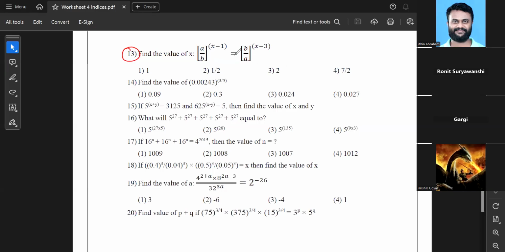So a upon b and b upon a. First of all, I'll convert b upon a into a upon b. If I wish to write them as a upon b, I'm basically inverting them, which means I have to introduce a negative sign on the index. On the left hand side, I have x minus 1. On the right hand side, I have minus of x minus 3, which gives minus x plus 3. I take minus x to the left side, x plus x becomes 2x. I take minus 1 to the other side, 3 plus 1. So 2x is equal to 4, that is x is equal to 2, and that is my answer. I hope this is clear for everyone.